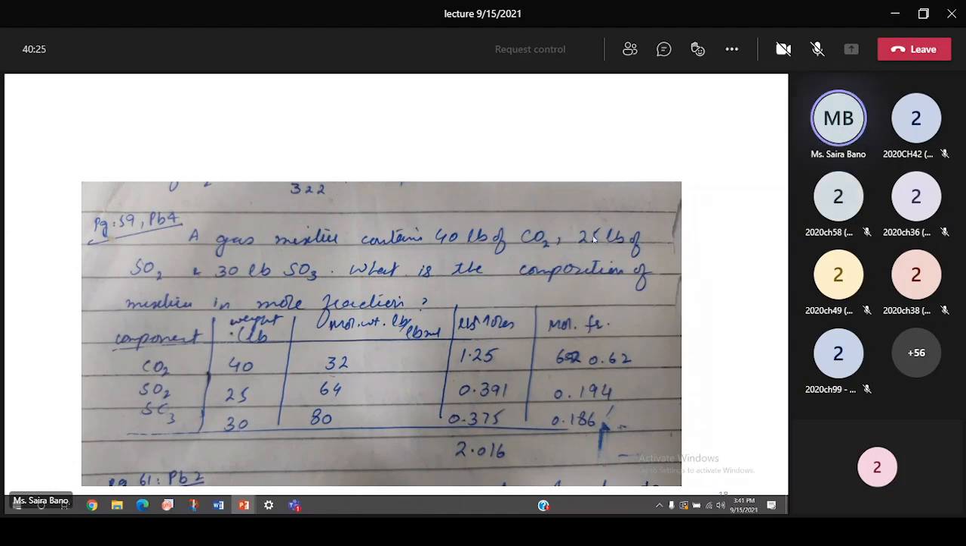So here weight of individual components is given. आप इसी की basis ले सकते हैं total करके. यहाँ पर I didn't write it, but you have to write in the start. Basis आपकी होगी 40 plus 30, 70, 95 pound of the mixture. And then weight, individual weight is given. Molar mass, you know them in pounds per pound moles. Then you have to find the moles of individual components. Total moles are find out करेंगे 2.016, and then you find the mole fraction of each component, and sum should be equal to 1. Okay, clear है class?